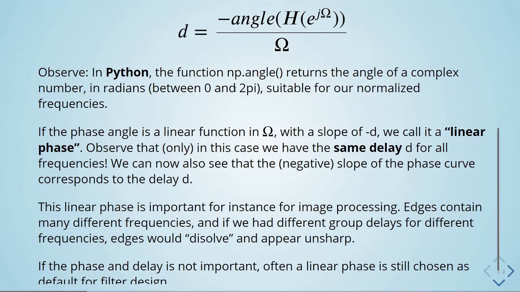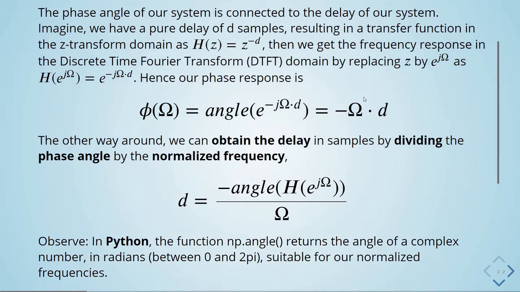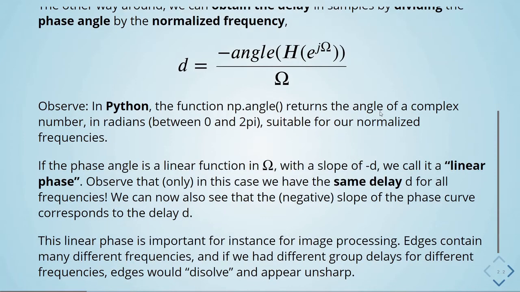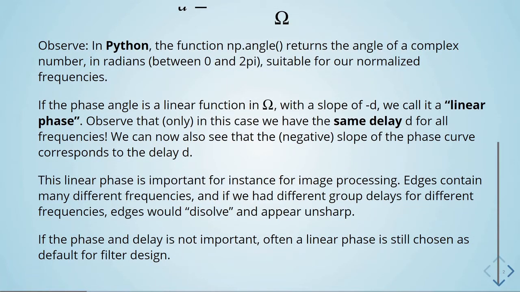If the phase angle is a linear function in capital omega, with a slope of minus d, we call it a linear phase. Here we can see the slope minus d, and there is a linear phase. Observe that only in this case we have the same delay d for all frequencies. We can also see that the negative slope of the phase curve corresponds to the delay d.